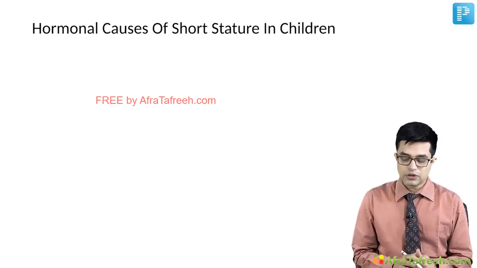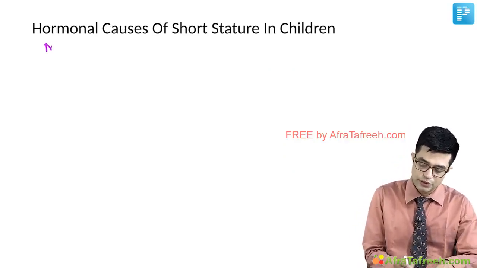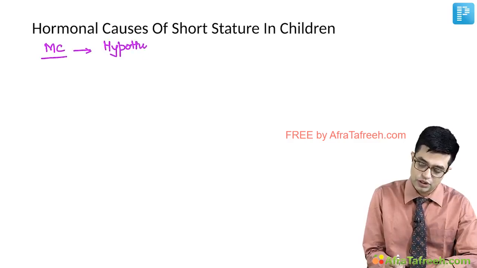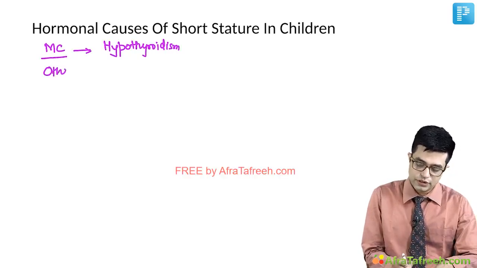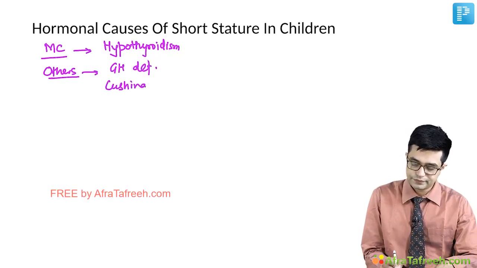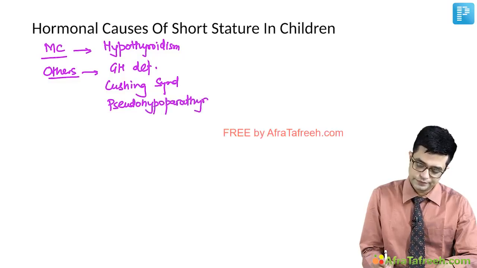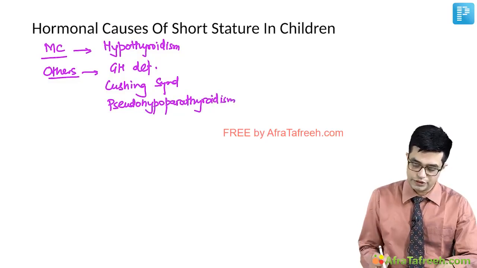Then coming to hormonal causes of short stature in children, remember that the most common hormonal cause of short stature in children is actually hypothyroidism. It is not growth hormone. Other causes include growth hormone deficiency. It can occur due to Cushing syndrome. It can also occur due to pseudohypoparathyroidism. These are the common causes of short stature in children.